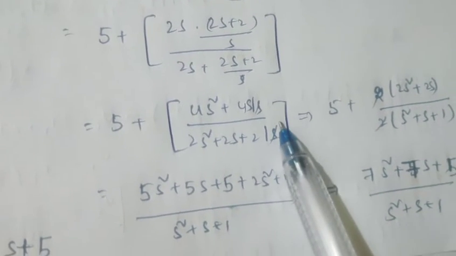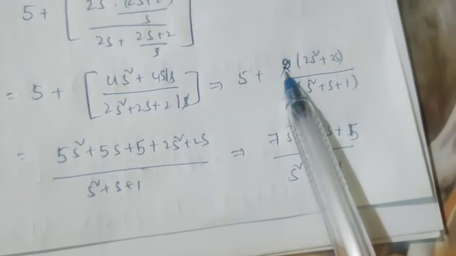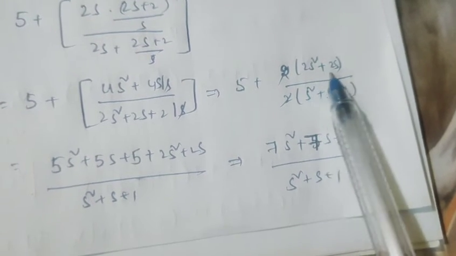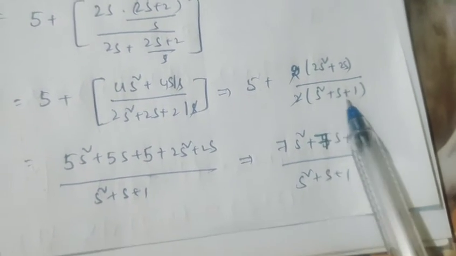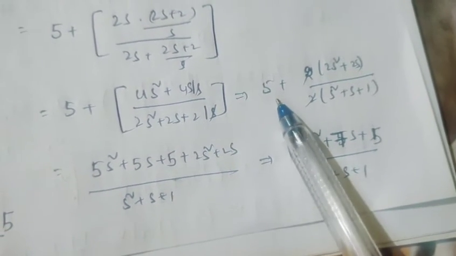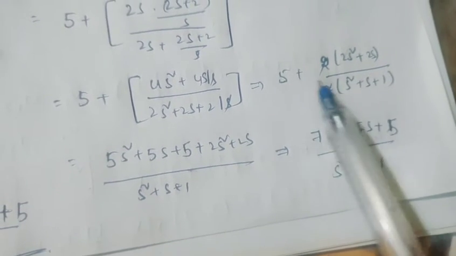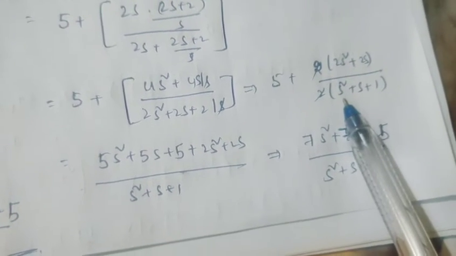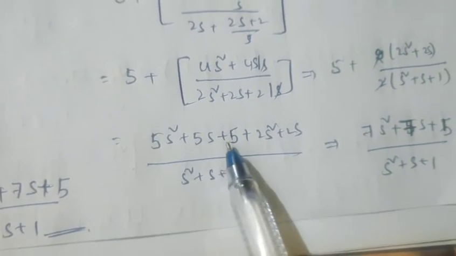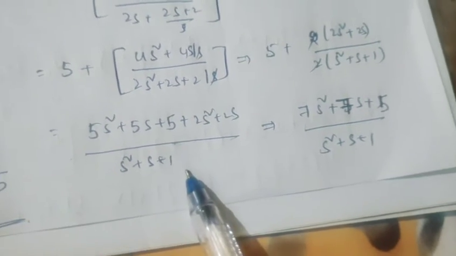So cancel this denominator term. Here we get 5 plus, with 4 and 4 in the numerator and 2 in the denominator, take 2 as a common term, and you get 2S square plus 2S by S square plus S plus 1. Cancel out these terms. So the total impedance is 5 plus 2S square plus 2S by S square plus S plus 1. Again take the LCM, and you get 5 into S square plus S plus 1, so it is 5S square plus 5S plus 5, plus these terms, 2S square plus 2S by S square plus S plus 1.